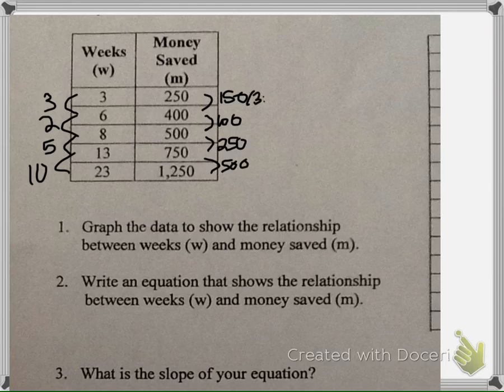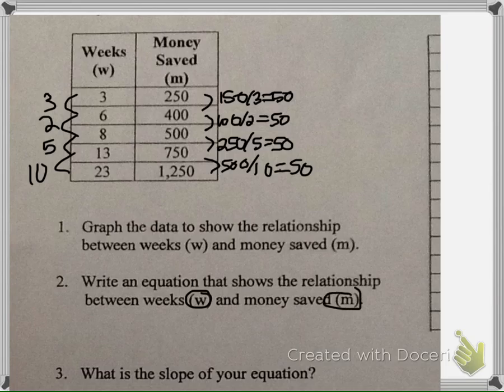150 divided by 3 is 50. 100 divided by 2 is 50. 250 divided by 5 is 50. And 500 divided by 10 is 50. Okay, so I know that my slope is 50. So if I start my equation and it wants me to use W and M, if I look up at my table, the W is the X and the M is the Y. So my equation would be M equals 50W, and then I have to solve for B.